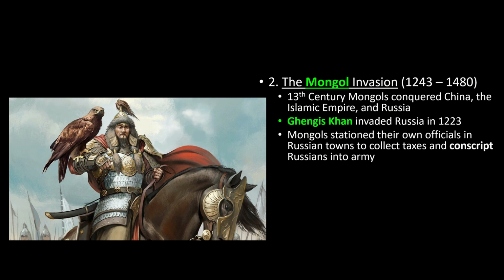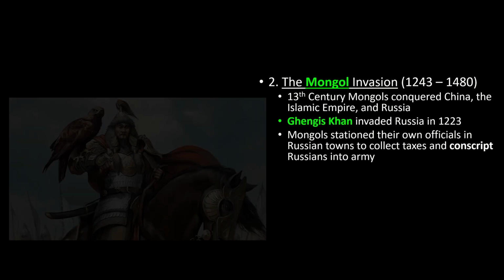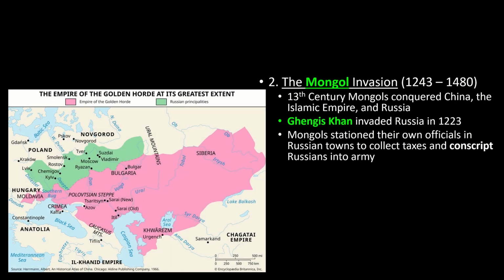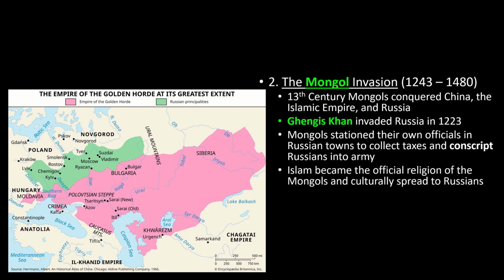So guys, what you're seeing here is the Russians slowly becoming Mongolized, conquered and brought under the culture of the Mongols. So, guys, here's a map of the Mongol Empire. The pink is pretty much the Mongol, or it's called the Golden Horde. That's the nickname for the Mongol Empire. And you can see the Russian areas up in the green that were conquered, that were part of, like I said, Russia, but the Mongols conquered them.